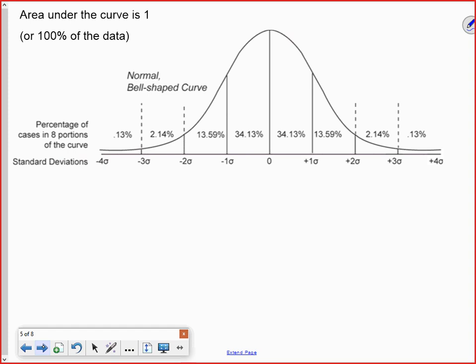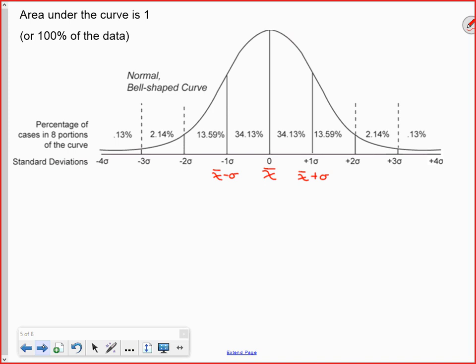We can divide this into regions by the number of standard deviations away from the mean a certain value is. So our mean value is right here in the middle. If we go over one standard deviation, we come to the mean plus one standard deviation. So if our mean here was 0 and our standard deviation was 6, this would be a value of 6. Or we can go to the mean minus 1 standard deviation. Again, if our standard deviation was 6, this would be a value of minus 6.